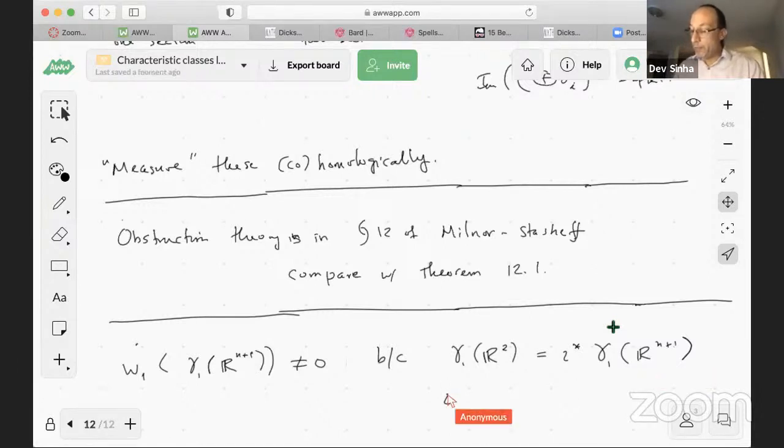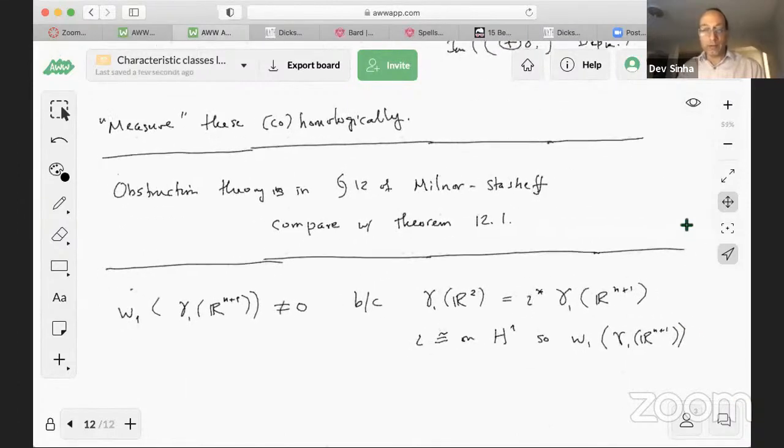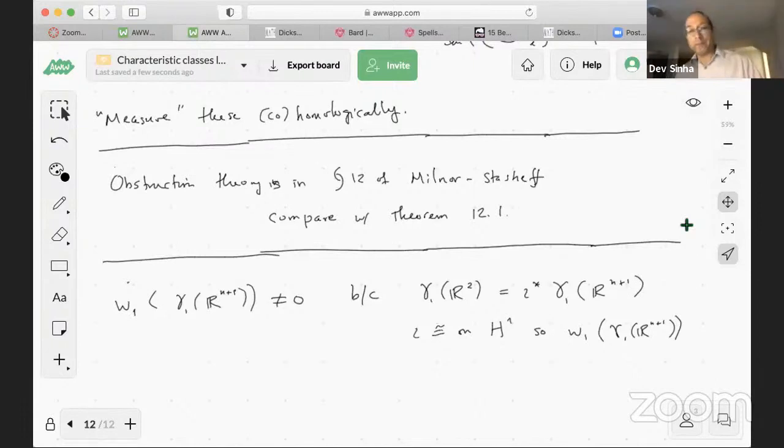This iota map is an isomorphism on H^1. So we must have that the first Stiefel-Whitney class of this tautological bundle is non-zero. At some point, by the way, I'll maybe just start saying gamma 1 instead of gamma 1 over which particular projective space, using context. So anyways, pullback on cohomology is an isomorphism on H^1. So because this pulls back to something non-zero, it must be non-zero itself.